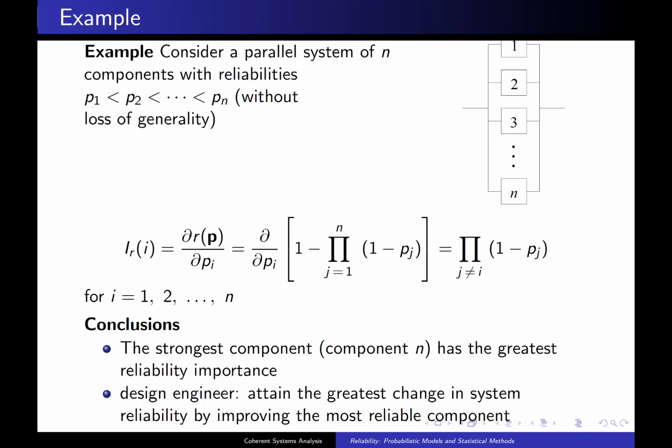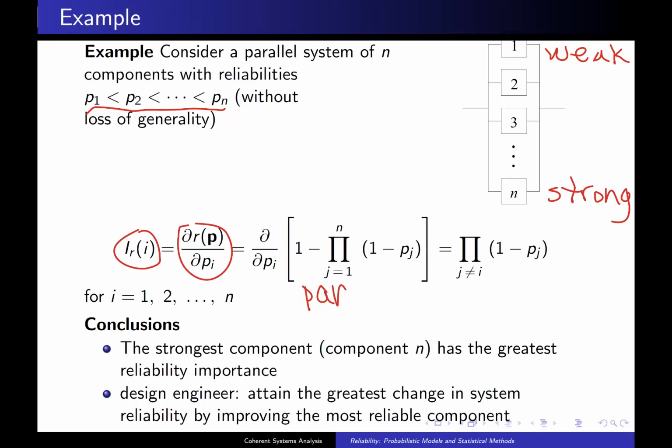So now what we do is we go to the opposite extreme and we look at the reliability importance of a parallel system. Now once again, without loss of generality, we are going to assume that we have the weakest component as our first component, and we have the strongest component as the last component, component n. So in this case, the reliability importance is, using the definition, the partial derivative with respect to p sub i of the reliability function, and the reliability function for a parallel system is 1 minus the product of 1 minus p sub j for j equals 1 to n.